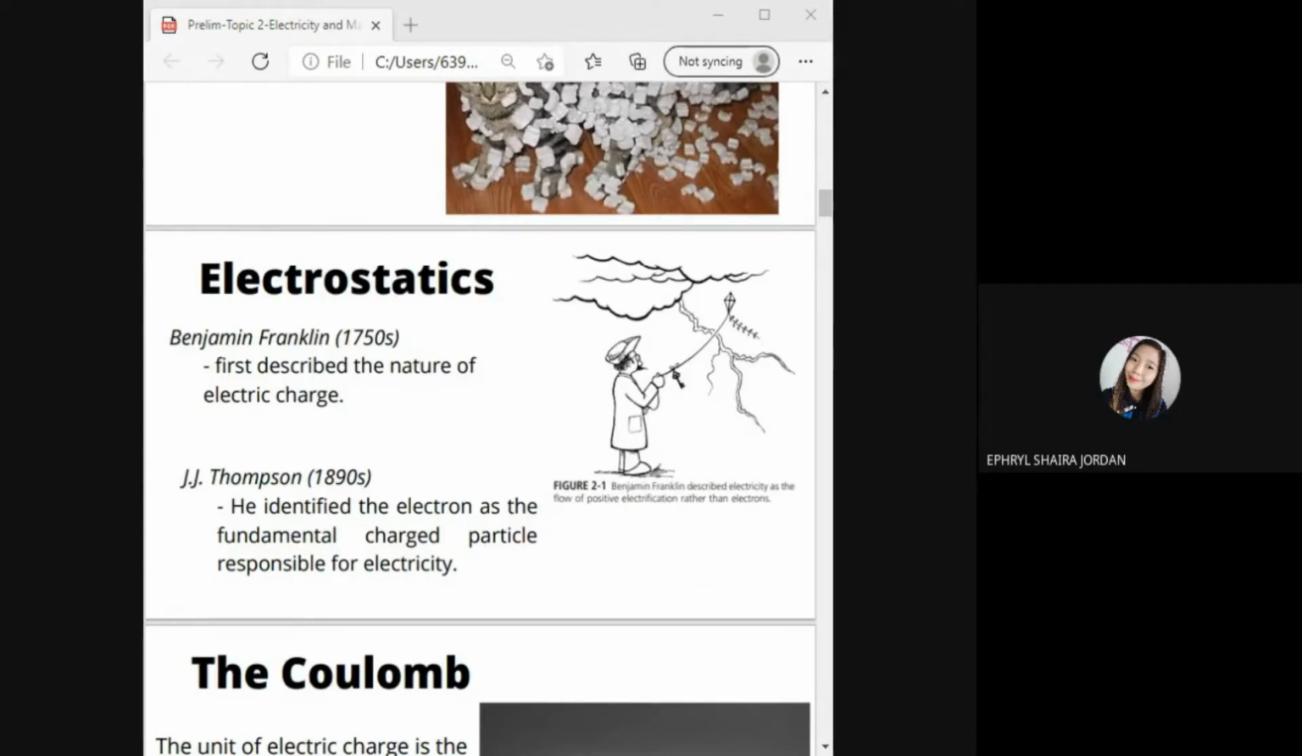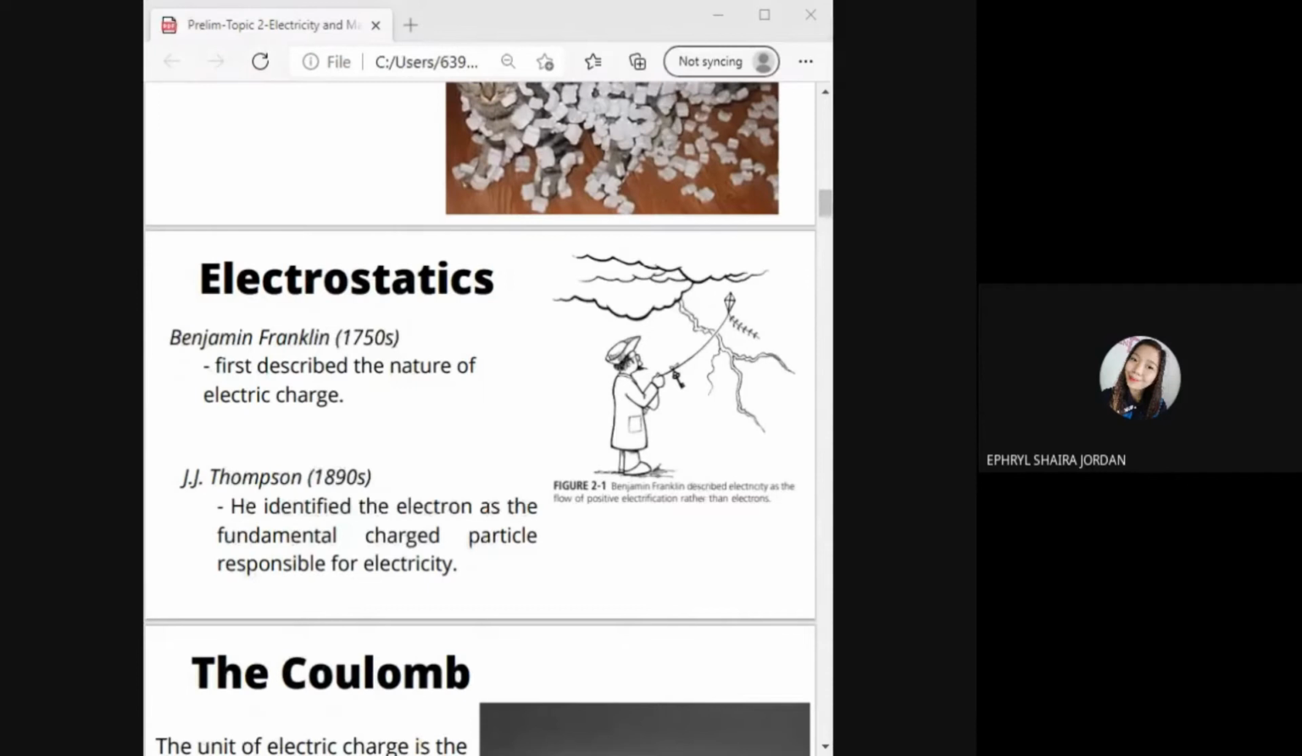And Franklin is also credited with much of the current terminology dealing with electricity, which are charge, discharge, battery, shock, positive, negative, plus, and minus. And in 1890, J.J. Thomson identified the electron as the fundamental charged particle responsible for electricity.